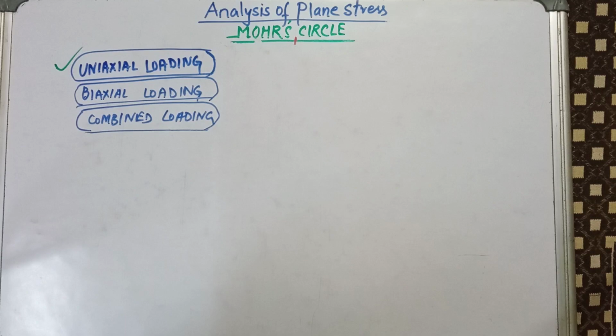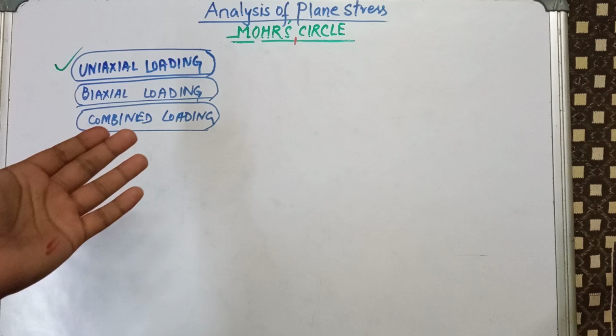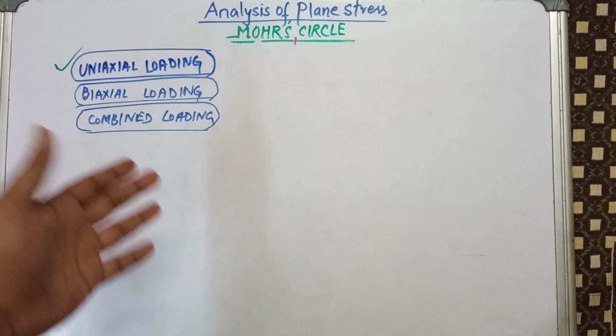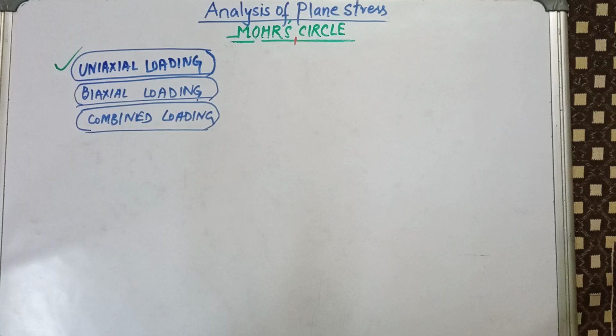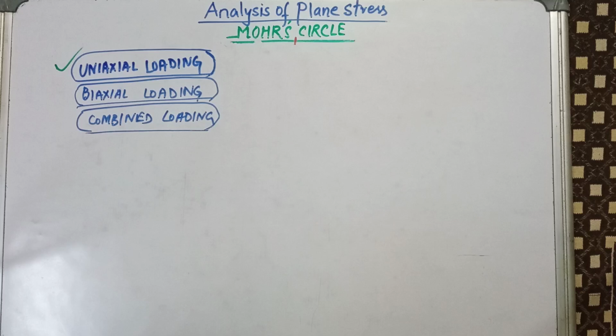Because in combined loading, everything is there. The uniaxial part, biaxial part, everything is there. And they obtain a general expression from there. They try to understand uniaxial loading. That is also one way. But I will try to make you understand first about uniaxial loading. Then I don't have to spend so much energy in making you understand about combined loading. You will be able to understand very smoothly and easily. So please try to understand uniaxial loading. Please, it is my request.